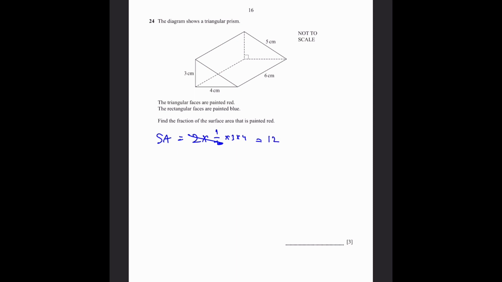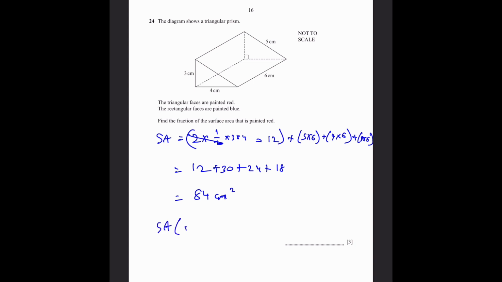And then we add that with the sum of the 3 rectangles' areas. 5 times 6 for this one. And then for the base, it's 4 times 6. Like this, plus 3 times 6. And we get that as 12 plus 30 plus 24 plus 18. And when you do that, you get the answer as 84 centimeters squared.